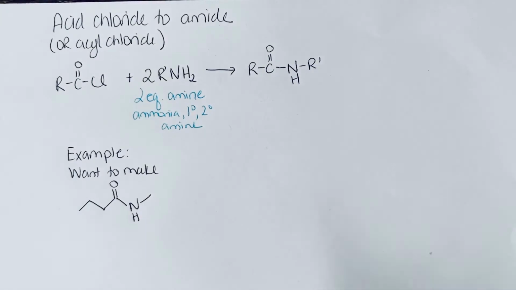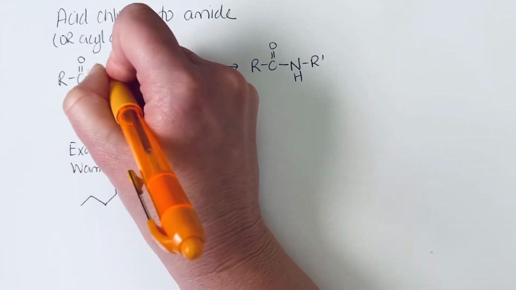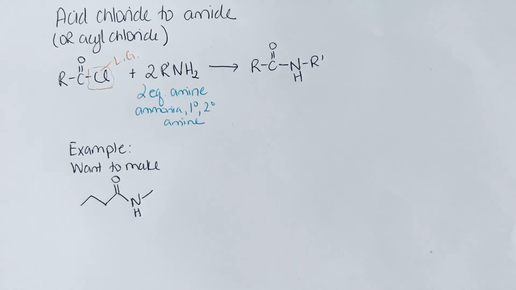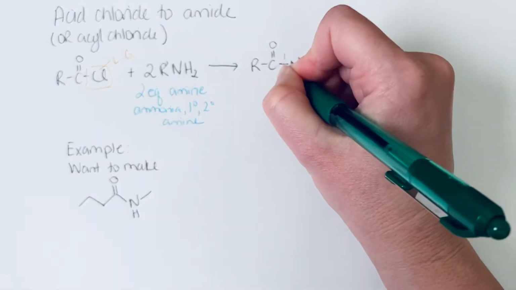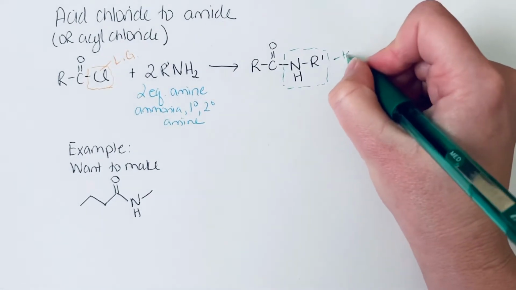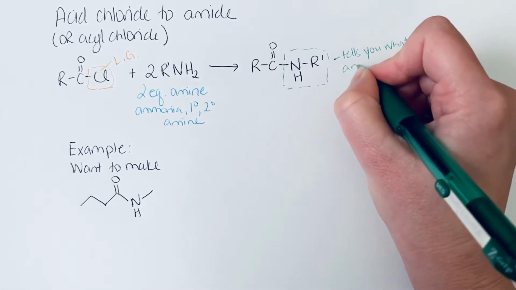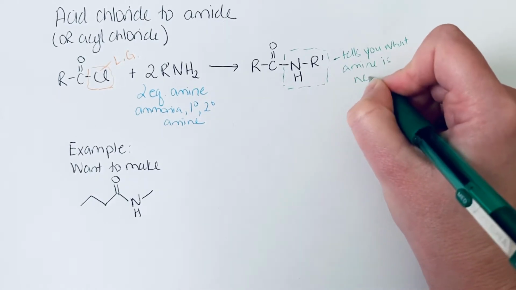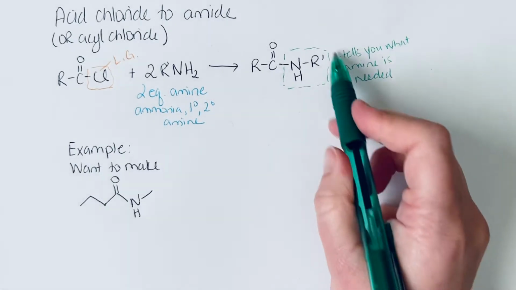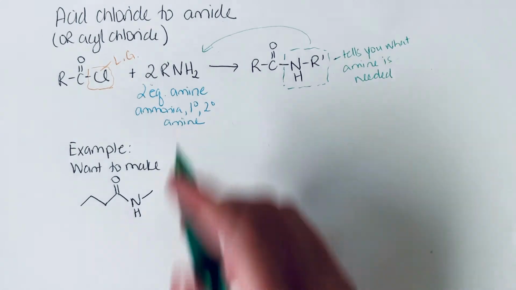From this structure, we can break down what portion of it is coming from the acid chloride and what portion is coming from the amine. The chlorine is your leaving group, and that's going to be replaced by a nucleophile. So if you're looking at your general structure, you could look at this here, and that tells you what the nucleophile needs to be. It tells you what amine you need to start with, because we see that this structure is the amine that you started with, minus one hydrogen. So that's where it's coming from.